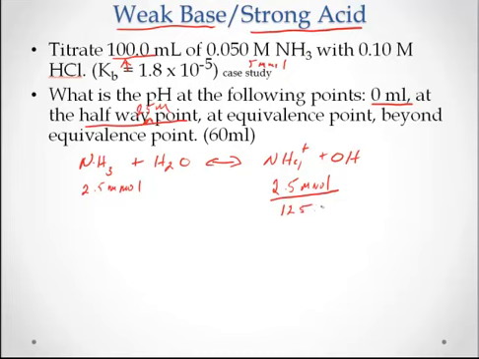I'm not going to go through it again because we've done these quite a few times, so let's just go quickly. When I use the Henderson-Hasselbalch equation, the pH at that point is 9.25. So let's go to our curve over here.